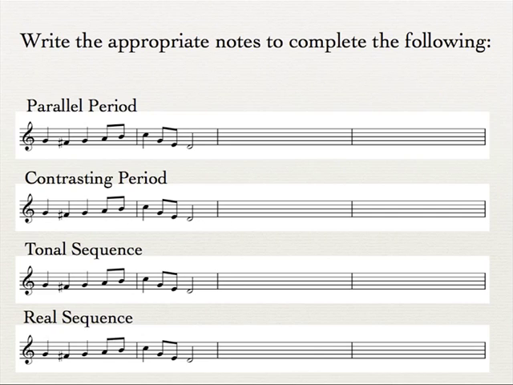A tonal sequence goes up or down but stays in the same key. This one looks like it's in the key of C. And a real sequence goes up or down by a step or half step, and it'll maintain the same intervals. So the G to the F sharp, the first 2 notes, it's a half step difference. If you take it up a step to do a real sequence, the first note would be A, and the second note would be G sharp, because it's a half step below the first note.